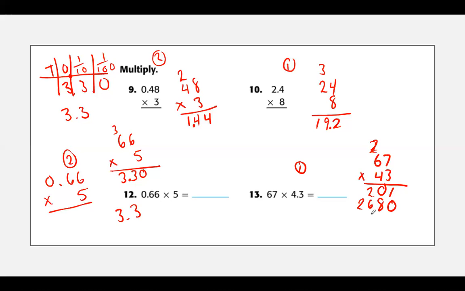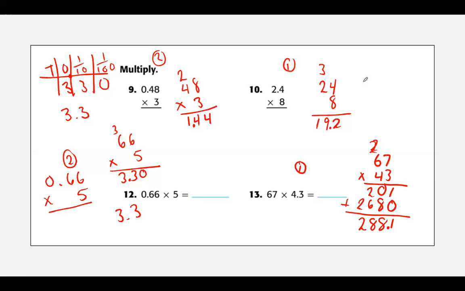Now be very careful. Remember to line up your numbers properly. Then we're going to add them together. 1 plus 0 is 1. 0 plus 8 is 8. 2 plus 6 is 8. 0 plus 2 is 2. Now we need one number after the decimal point. So I just go in 1. My answer is 288 and 1/10. So that's your answer. So that is how to multiply a decimal by a whole number.